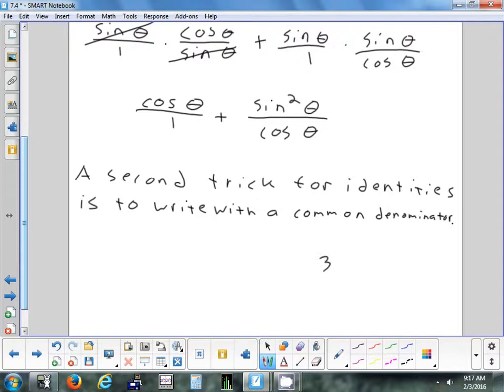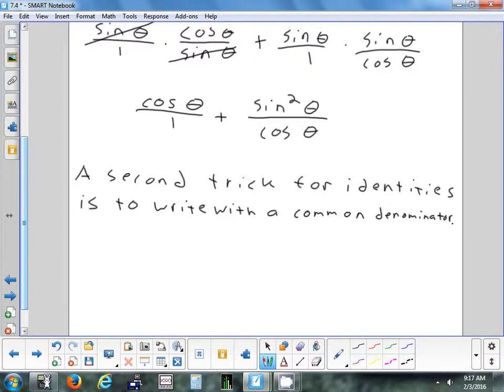The easiest way to find a common denominator is just to take the two that you have and multiply them together. So if you had something like 3/4 plus, let's say, 7/3, and you wanted to find a common denominator, I would just do 4 times 3 is 12. And that's my common denominator. So just take the two that you have and multiply them together.